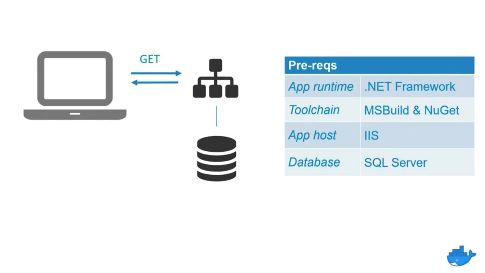If I want to run it, I need the runtime. I need .NET Framework, obviously. I need the host, so I need the web server, which is IIS, and I need the database. I need SQL Server. I need the right versions of this. So I need .NET 4.7.2 if I'm using the latest version.